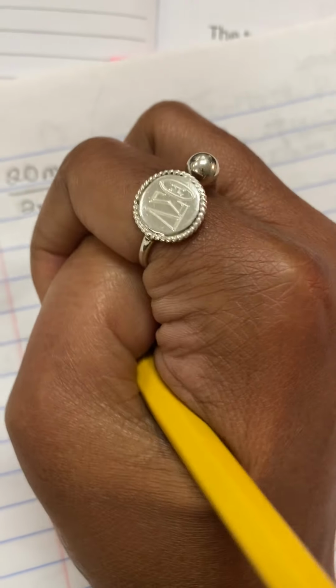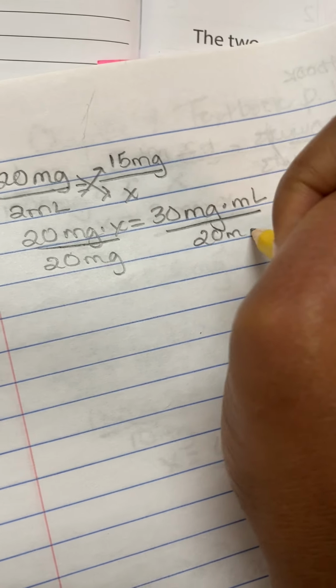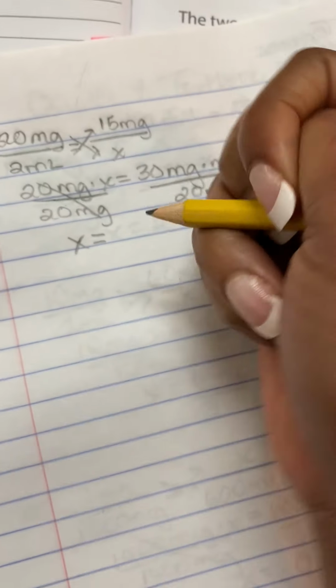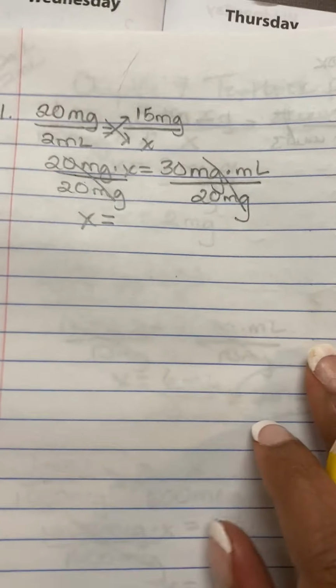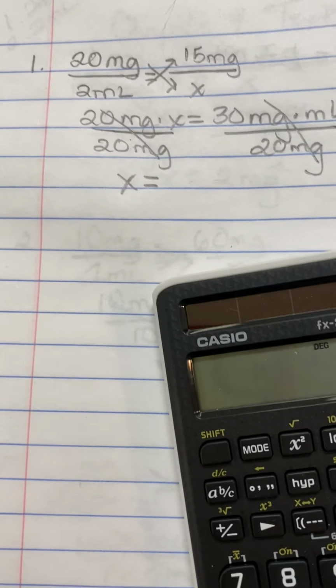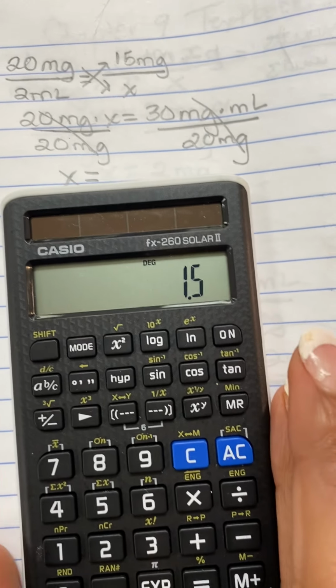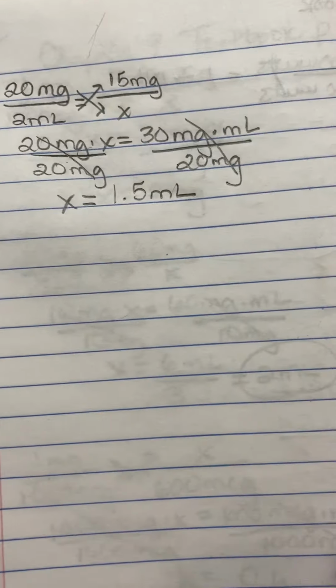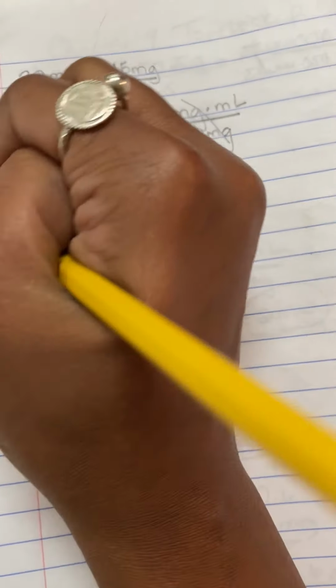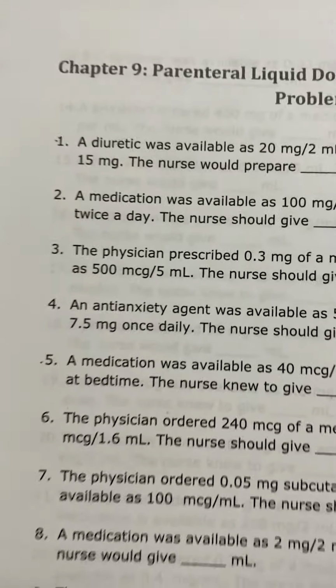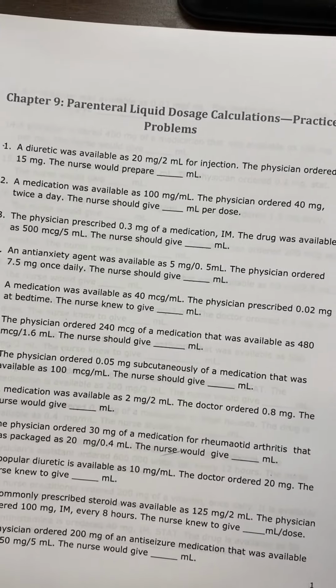Your units are so very important in nursing because you don't want to get milligrams mixed up with milliliters, grams mixed up with kilograms. So you want to make sure you always write those units. So 30 divided by 20, 1.5 milliliters. That's it.